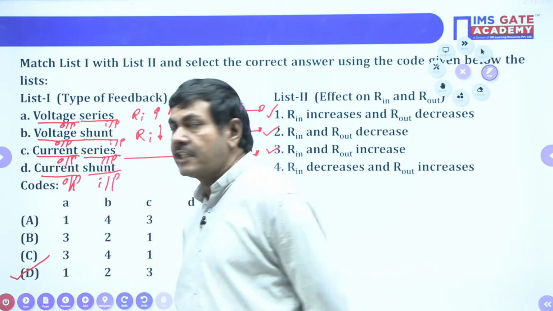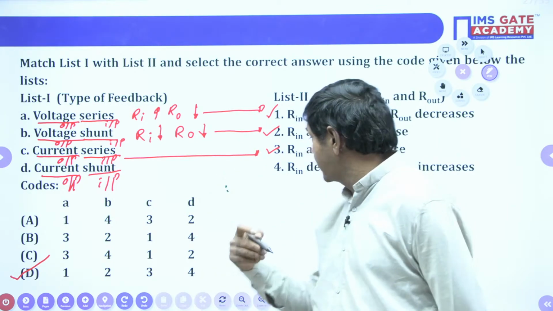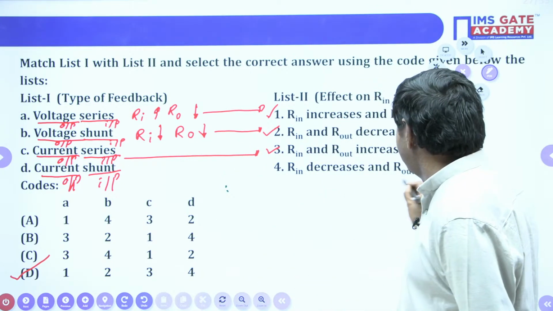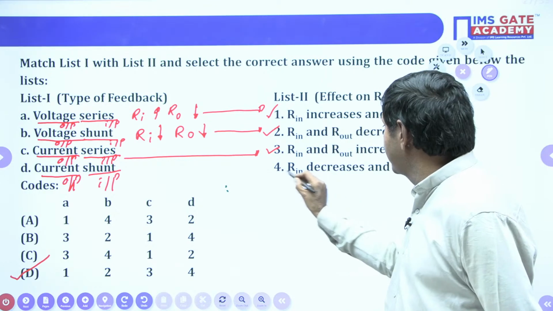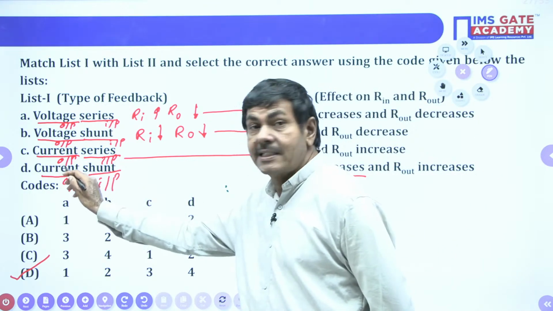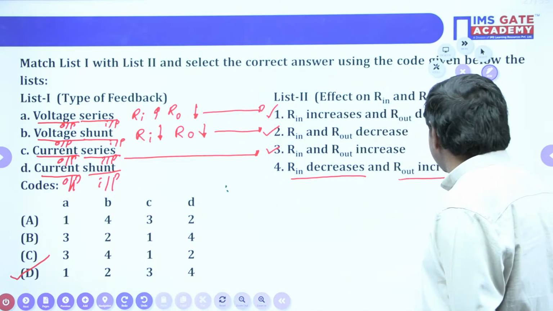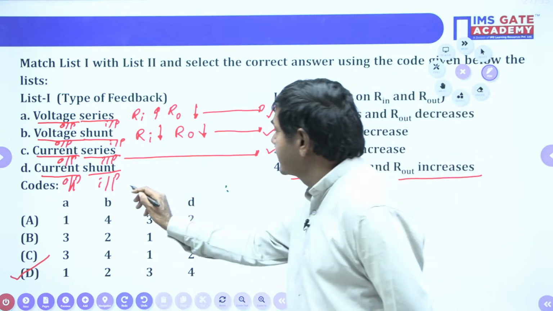In the shunt connection, shunt means parallel. In a parallel connection, resistance is decreased. Input resistance is decreased. R_in decreases only because it is a shunt connection. Current series: in a series connection, what happens now? Output resistance increases only. That's why this is equal to this.